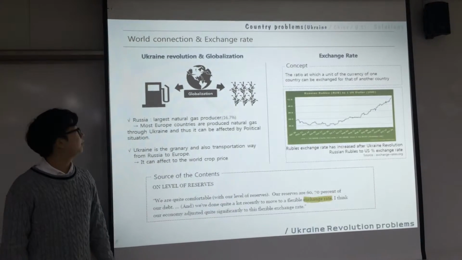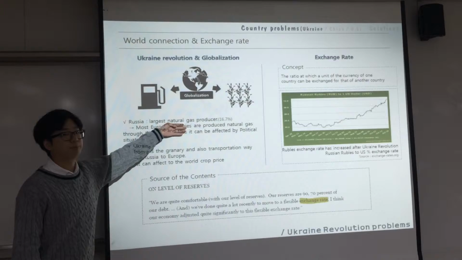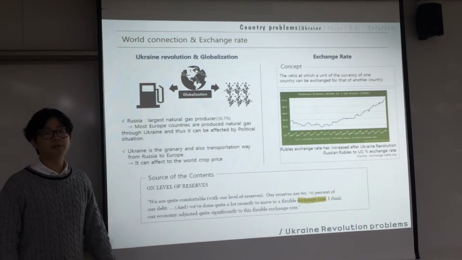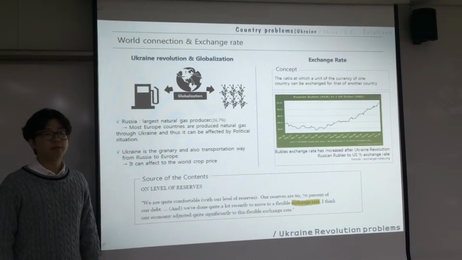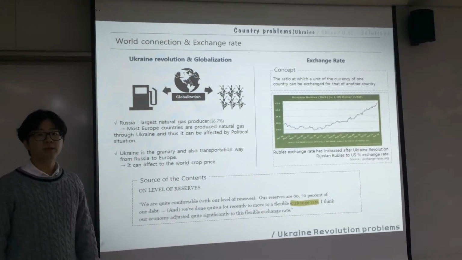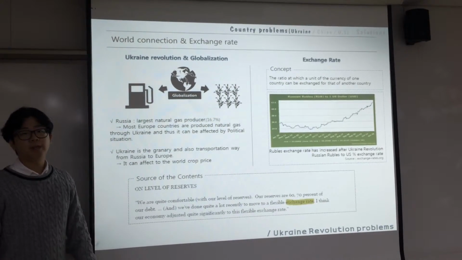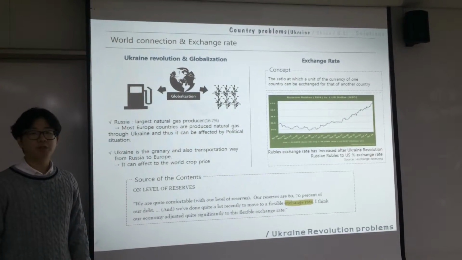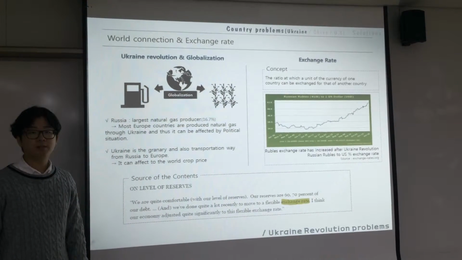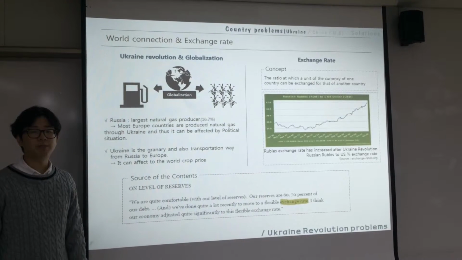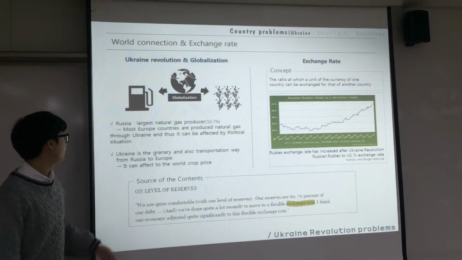First, it causes transportation problems. Russia is the largest natural gas producer in the world, and almost all of this gas goes to European countries through the pipes, which are grounded under Ukraine. And Ukraine is also a major granary and a transportation route from Russia to European countries. But due to the revolution, Russia cannot transport its natural gas and crops peacefully. And thus, it makes the price of natural gas and crops higher.